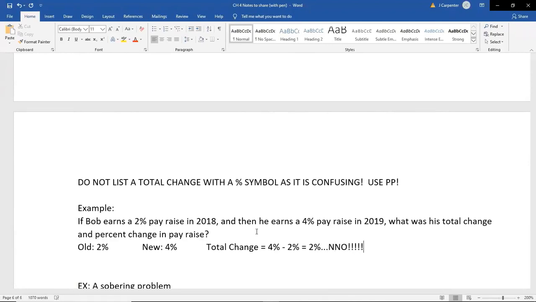No. Don't write it as percent. Well, what did we just say 50 times? When we talk about a total change, never use percent. If I do this, it's wrong. I'm supposed to use PP or PPS, 2 percentage points. Again, the S is optional. Either way, it's okay.